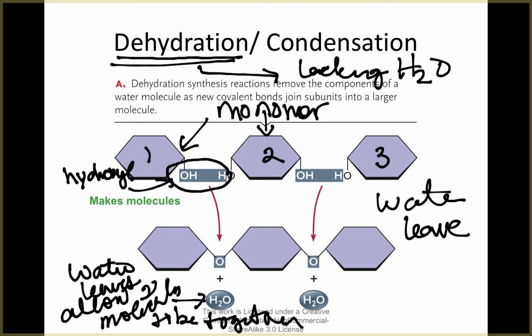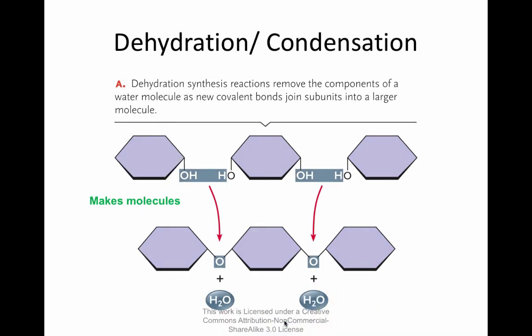So think about this as a relationship, right? Essentially, we have boy 1, boy 2, and girl. The only way these two can be together is if boy 2 leaves. Boy 2 leaves here, so girl and boy 1 can be together. So that's a dehydration, also known as condensation.